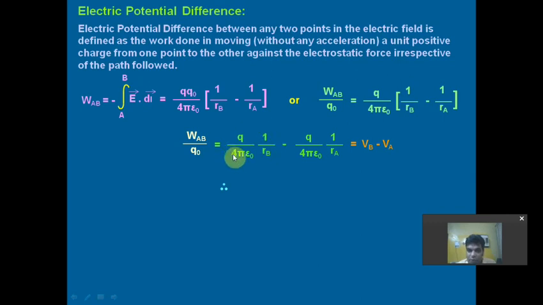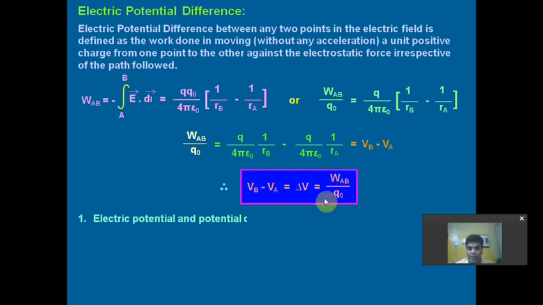This whole term will be the VB, and this whole term will be the VA. So this will give a difference between potentials at 2 points, VB minus VA. So that means we have an expression for the electrical potential difference. VB minus VA is equal to WAB by Q naught.